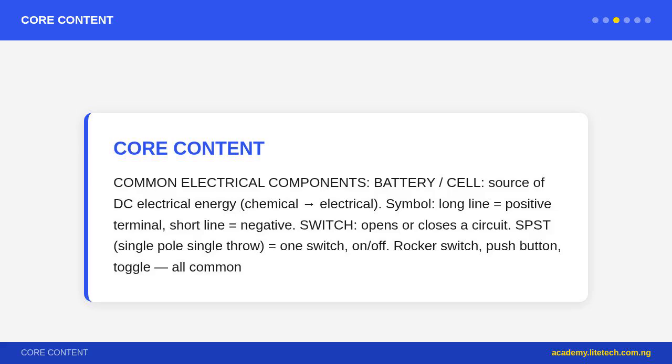Capacitor: stores electrical charge temporarily. Symbol: two parallel lines. Used in radio tuning, motors, timing circuits. Diode: allows current to flow in one direction only. Symbol: triangle with bar. Used in rectifier circuits, AC to DC, and indicator lights, LED, light-emitting diode.